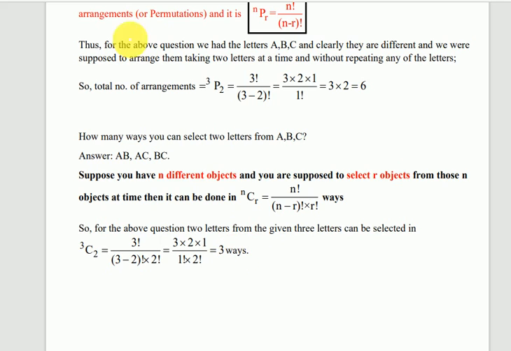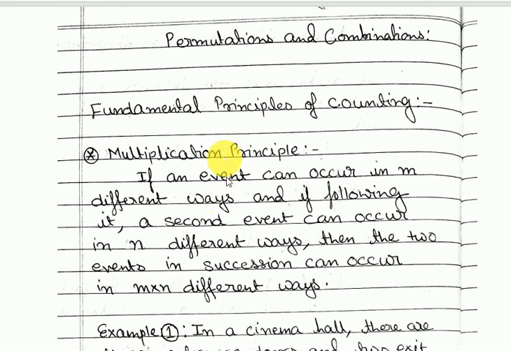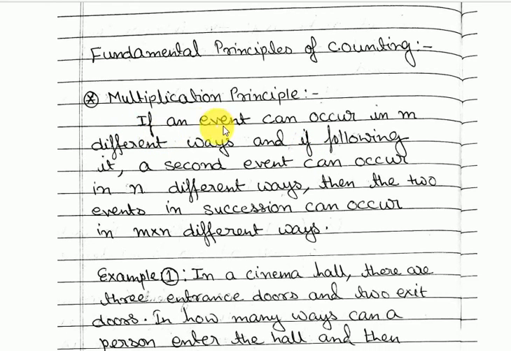Now let us move on to the theory part. Permutation and combination. Permutation means arrangements and combination means selections. Let us start with the fundamental principles of counting. The first one is the multiplication principle. It says that if an event can occur in m different ways, and if following it a second event can occur in n different ways, then the two events in succession can occur in m cross n different ways.